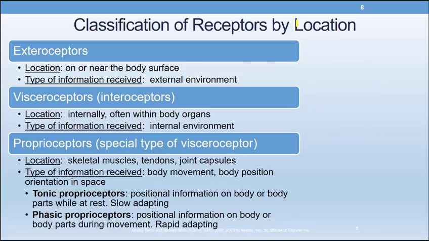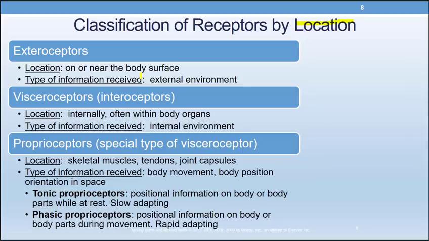We can also classify receptors according to location. We have exteroceptors, visceroceptors, and proprioceptors. The exteroreceptors are found on or near the body surface, and they're involved in pressure, touch, pain, temperature, environment, and so the type of information they're receiving is all of that from our external environment.